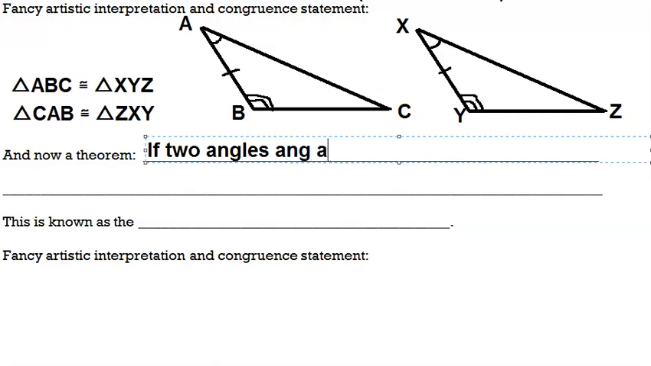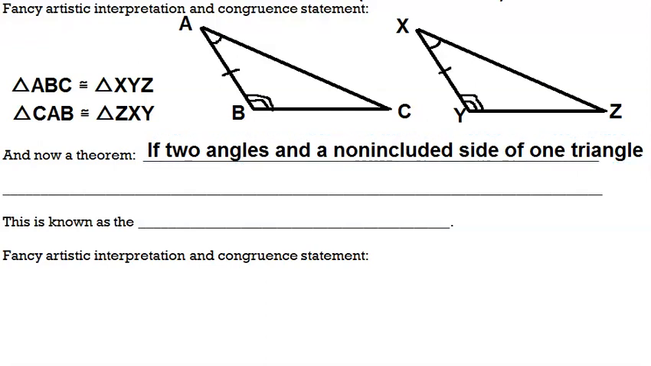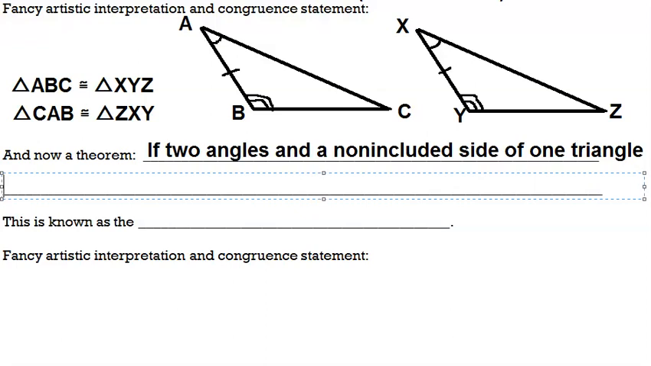If two angles and a non-included side. So now this is where it gets interesting. Now we have a side that is not actually included in between the two angles, so it's going to be different from the earlier picture. You have to be careful here.